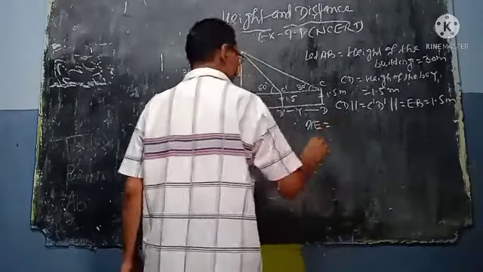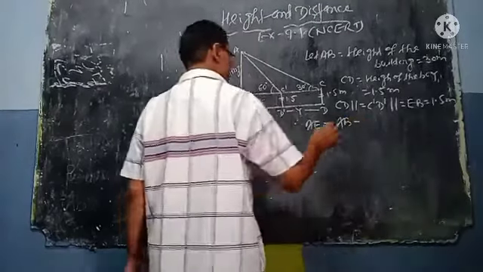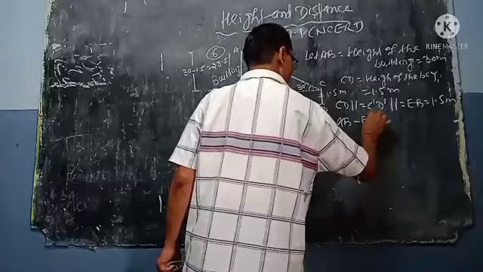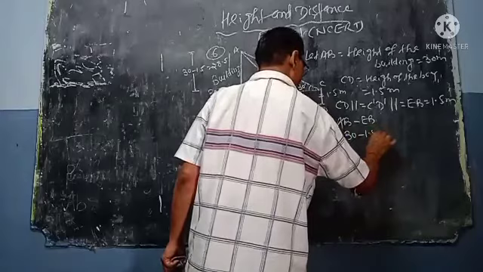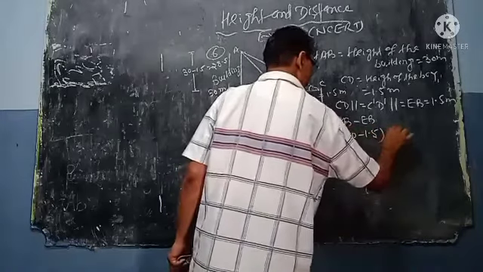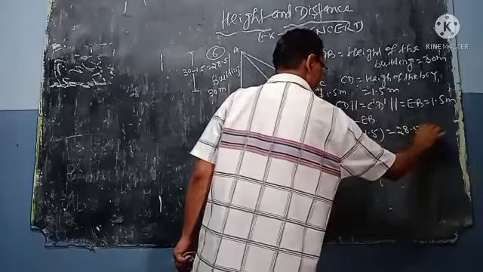Therefore AE will be equal to AB minus EB, I mean 30 minus 1.5, so 28.5 meters.